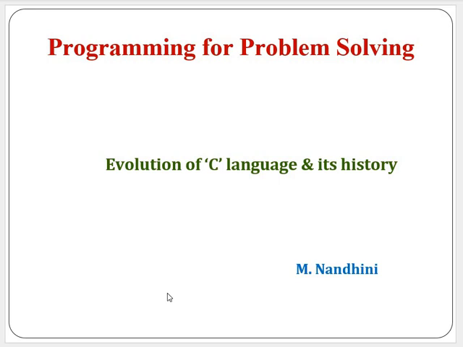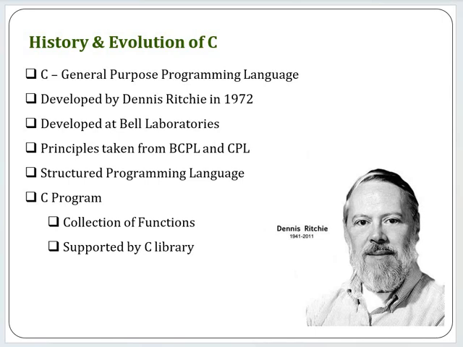Everyone, in this video, we will see the evolution of C language and its history. C is a general purpose programming language. So this means it is designed to be used for a wide variety of tasks, not just specific ones. You can use C to write software for anything from operating systems to video games. It was developed by Dennis Ritchie in 1972. Dennis Ritchie, a brilliant computer scientist, created the C language while working at Bell Laboratories. And this was a significant milestone in the history of programming languages.